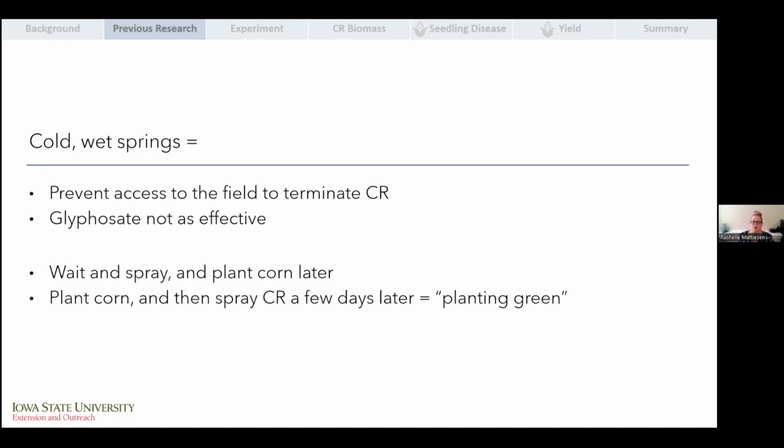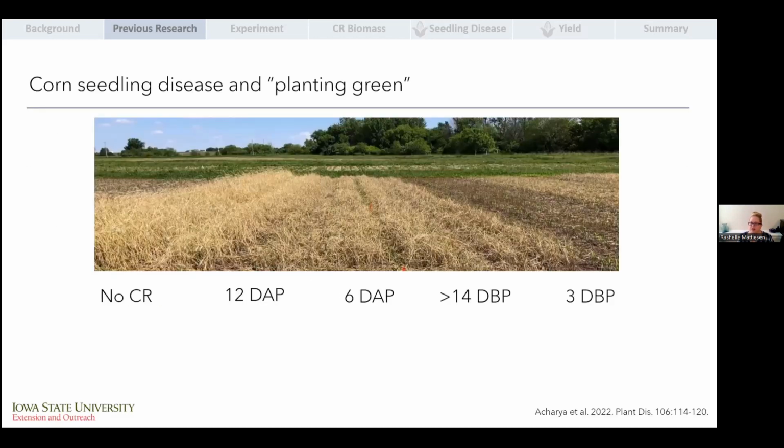And so then what do you do? Do you wait and spray and plant later? Do you plant corn and then wait to spray a few days later? And that is called planting green. So Tom and Allison Jatsna then, a couple of years ago, decided to do another experiment looking at corn seedling disease and planting green.